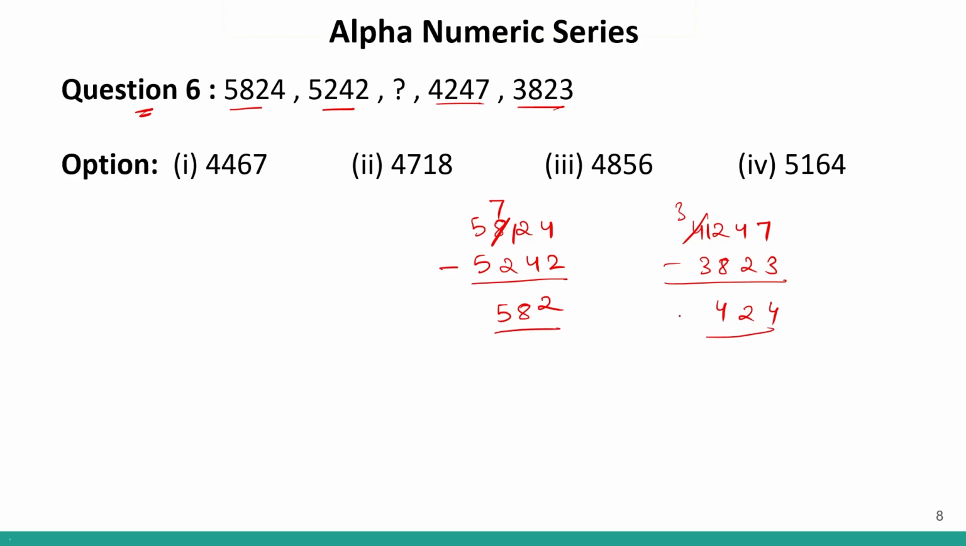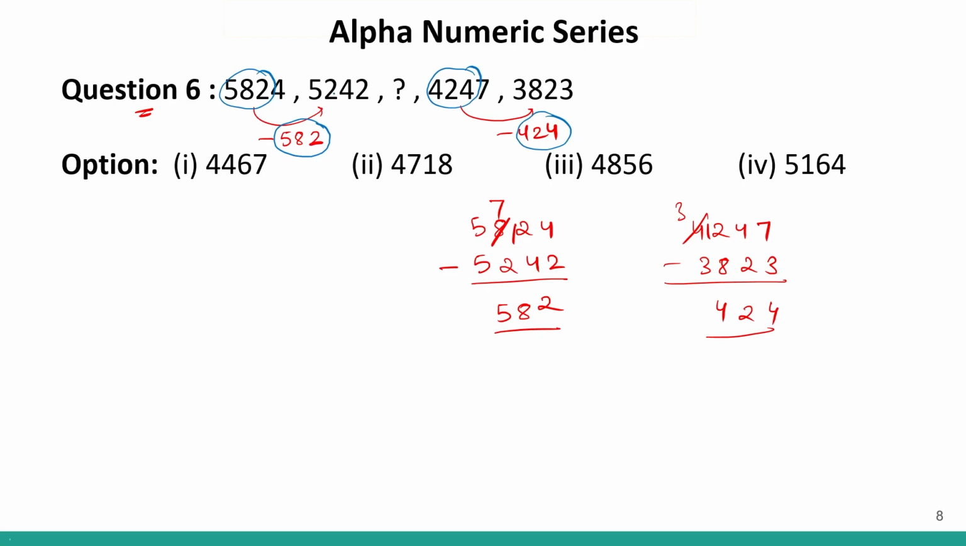Now 582 and 424, I cannot see a pattern. Correct? The difference over here is minus 582 and the difference over here is minus 424. So I cannot see a pattern. But if you look closely, I am using a different pen to highlight this. 582 is over here and we subtracted 582 from this number. Similarly, 424 is over here and we subtracted 424 from this number. So basically we are subtracting the first 3 digits of the previous number from the next number.